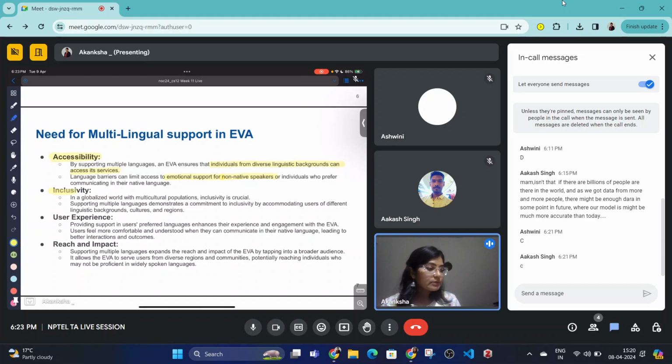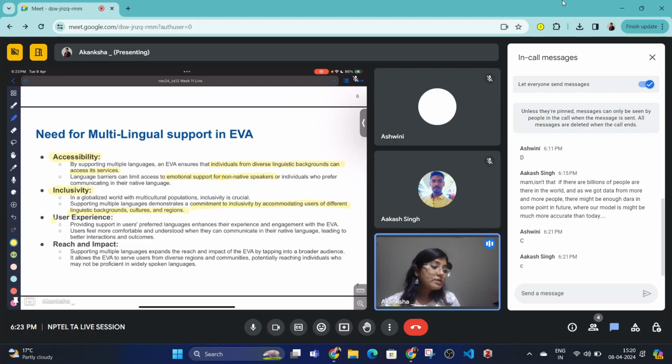Then comes inclusivity, of course. There are some marginalized populations with very small numbers, and their language is not spoken by many people. Like English is worldwide, but maybe some ABC language is spoken by very few people. If we include that language as well, people will feel more included in this ecosystem, right? In a globalized world with multicultural populations, inclusivity is very crucial, and we want to demonstrate a commitment to inclusivity by accommodating users of different linguistic backgrounds, cultures, and regions.